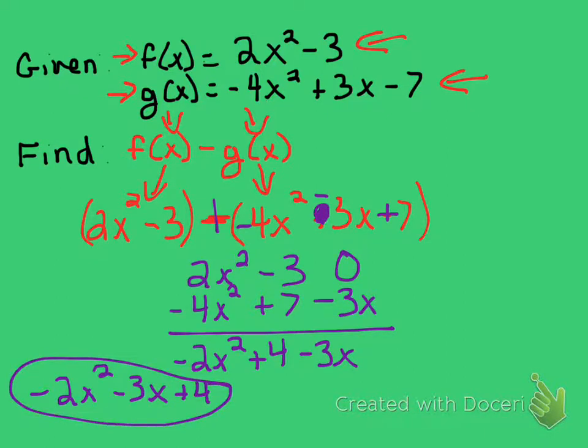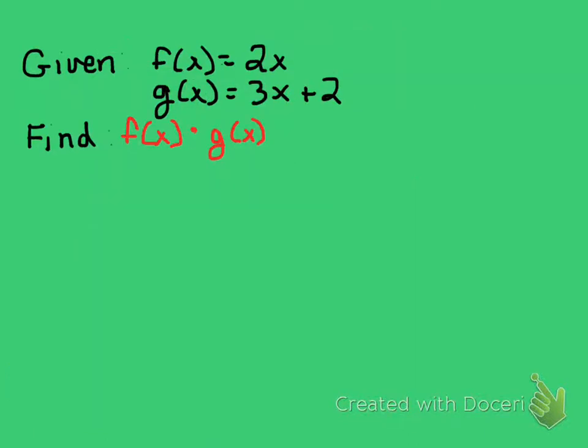Alright, now let's look at one that has multiplication. So here you are given f of x equals 2x, g of x equals 3x plus 2, and it says find f of x times g of x. So this is a little bit different. Now if you're watching this after class, then we've already talked about this a little bit. If you're watching it before class, you need to pay close attention.